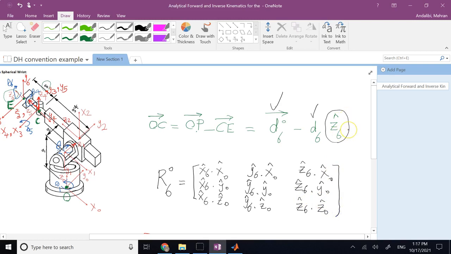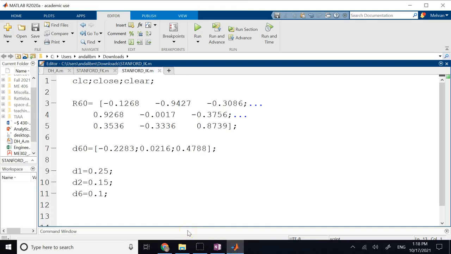So what is your z6, the unit vector of frame 6? Clearly that is the last column of that rotation matrix. That is z6. So that one is also given because the rotation matrix is given. Therefore, I can calculate what? The position of the wrist. So let's go ahead and do that as the first stage.